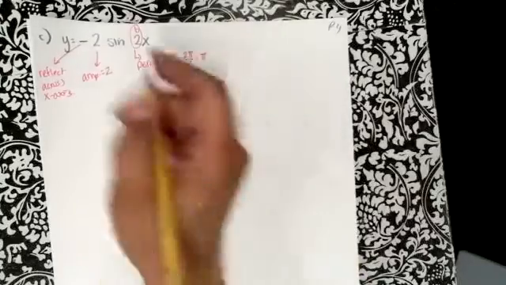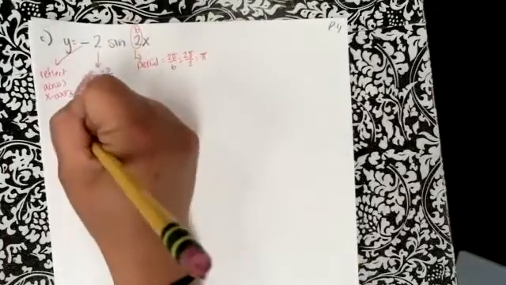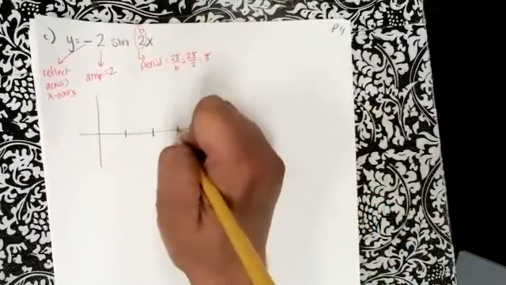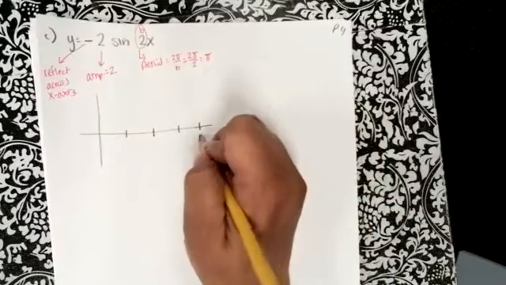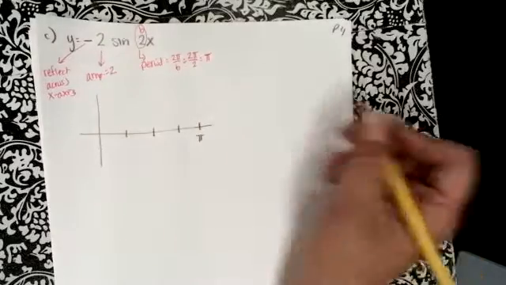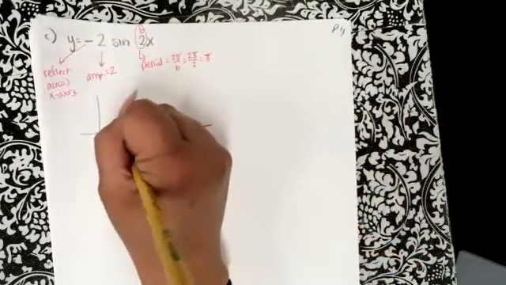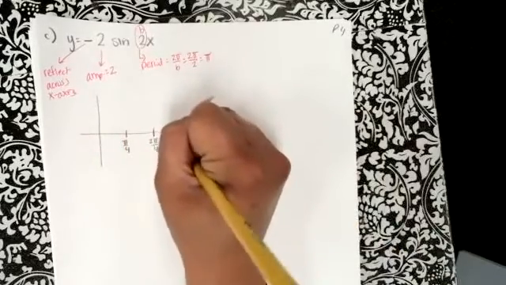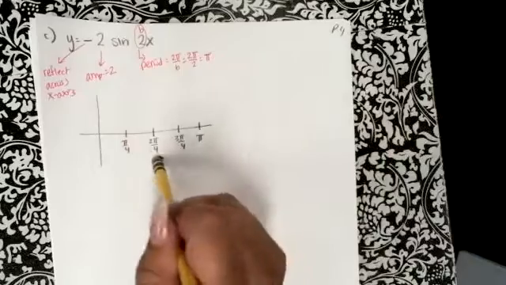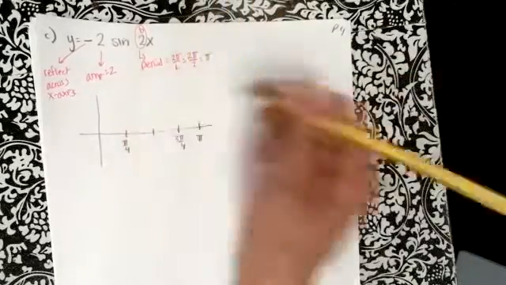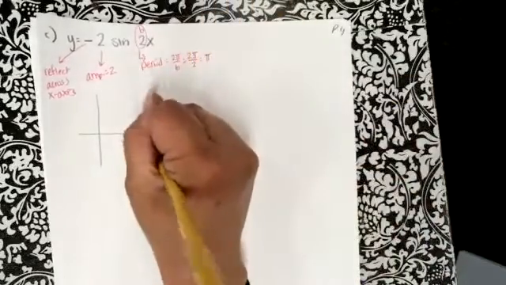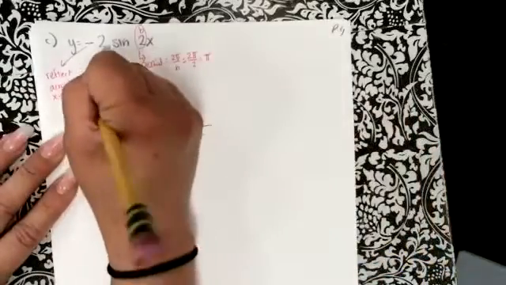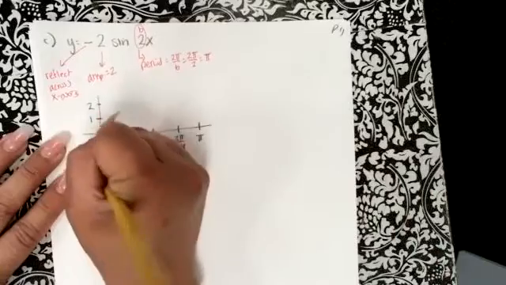So let's go ahead and draw my axis. I'm going to go 4 notches, 1, 2, 3, 4, with the ending going to be pi. Now I'm going to take pi and divide it by 4. So that's 1 pi over 4, 2 pi over 4, 3 pi over 4. And 2 pi over 4 is actually pi halves. My amplitude is going to be 2. So I have to go up to 2 and down to -2.